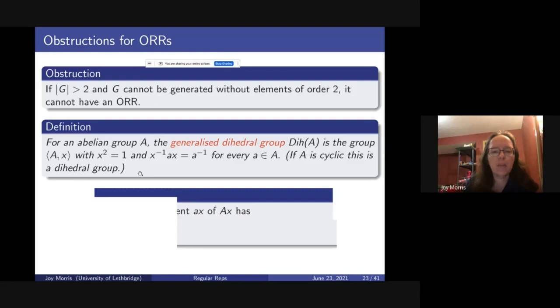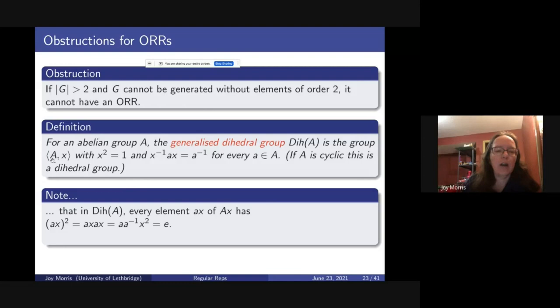In this group, if we take any element that's not in the subgroup A, so any element in that other coset, and we square it, because x inverts A, we get (ax)(ax). Well, x is also its own inverse, so x inverts A here. When I pass the x past the a, I get an a inverse. So I have a times a inverse times x squared. a times a inverse is obviously the identity, and x has order 2, so this gives us the identity. So every element in this coset has order 2, because when I squared it, I got the identity.